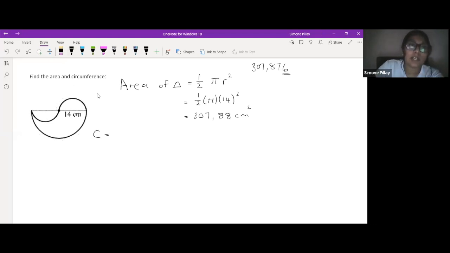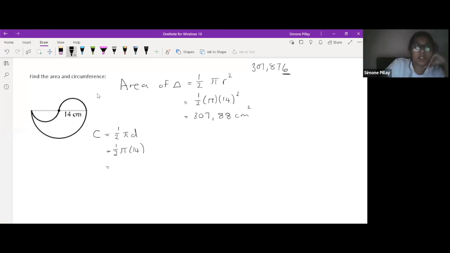Okay, so let's try calculating the circumference of my small semicircle. What's my formula? So, a half times pi times diameter. Okay, here we go. Then, ma'am, we say the answer is, ma'am, right? We say 14 plus 14 to get the diameter.